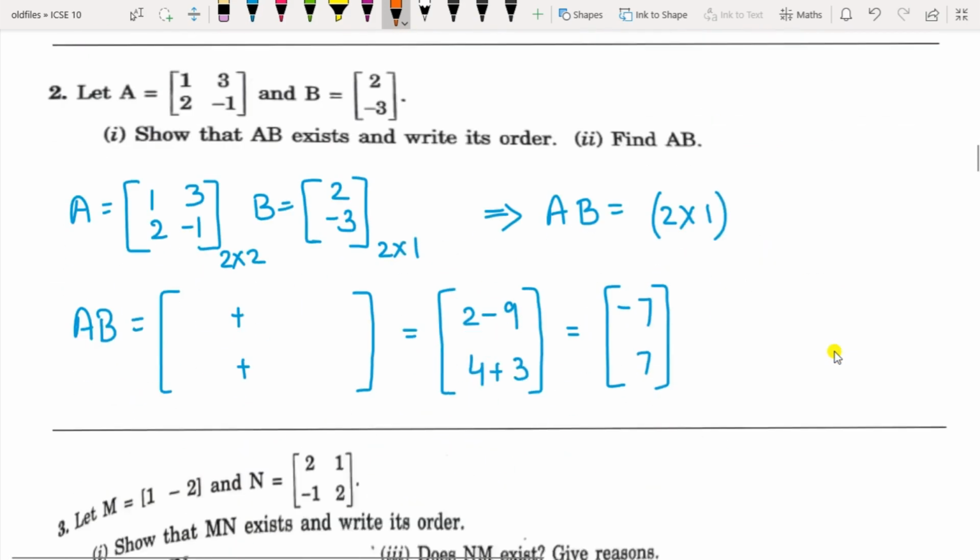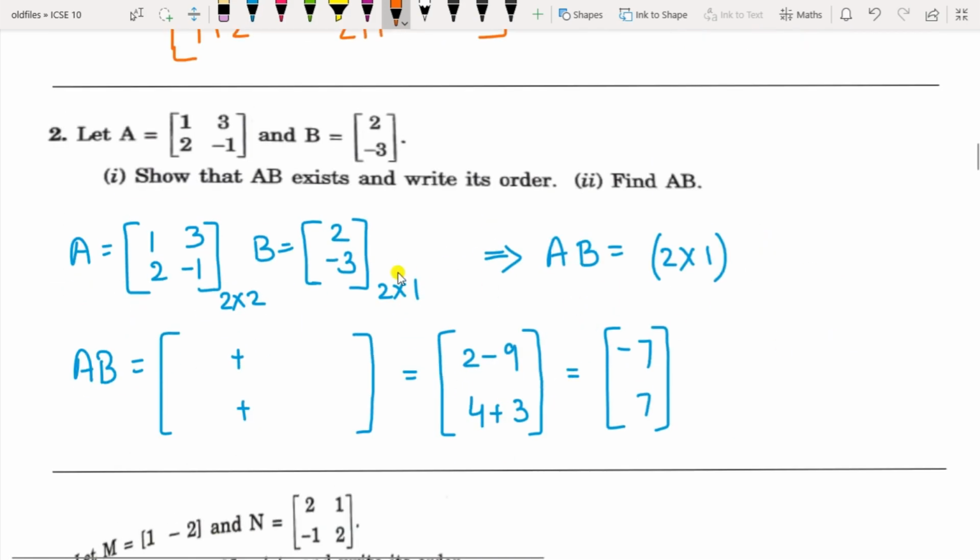Question 2 here is, let A is 1 2 3 minus 1 and B is 2 and minus 3. So order of A is 2 by 2 and order of B is 2 by 1. Show that AB exists and write its order. So AB will exist as this column and this row are same, they are equal, and therefore AB will exist and it will be of the order 2 by 1.